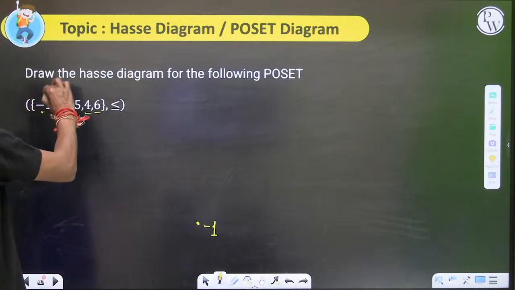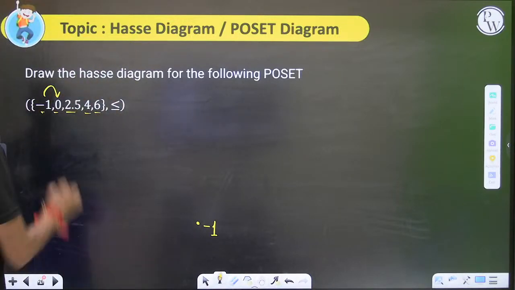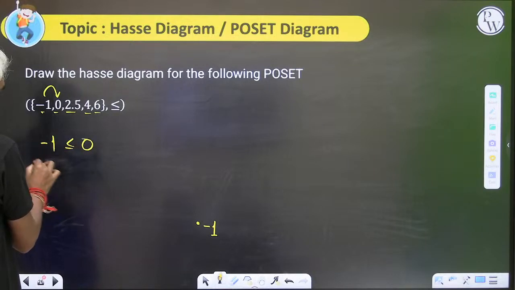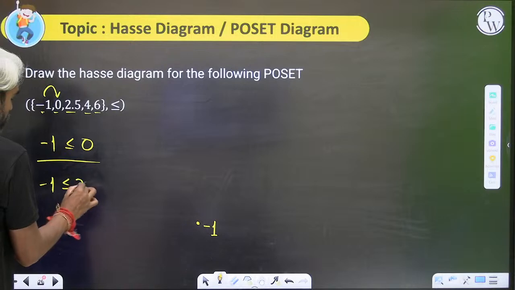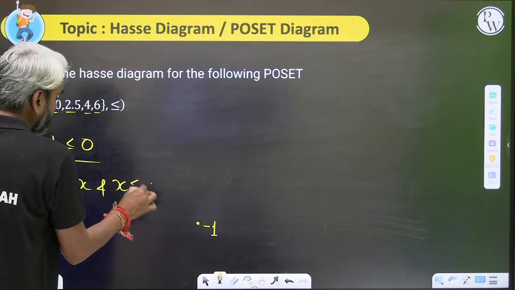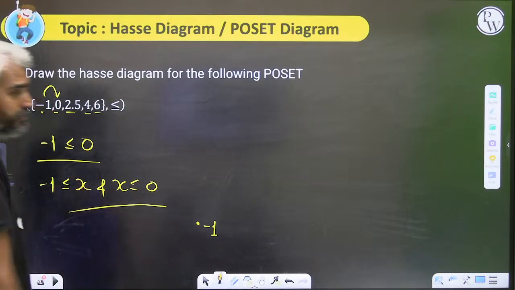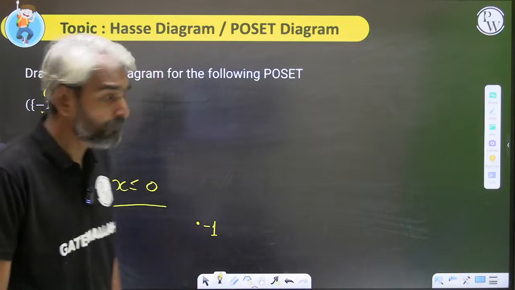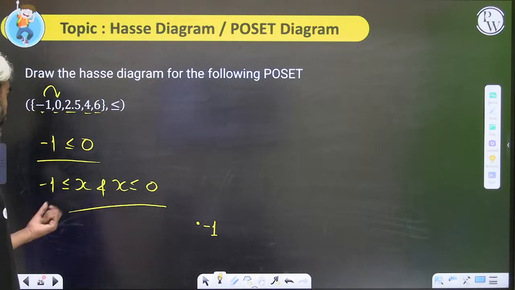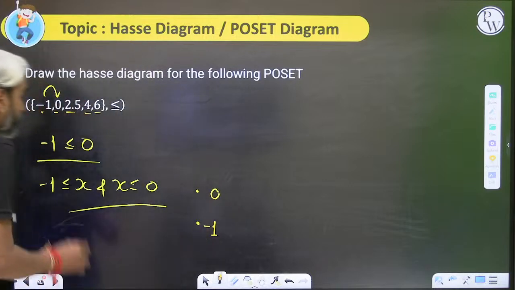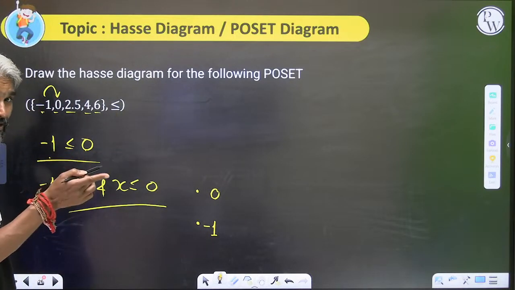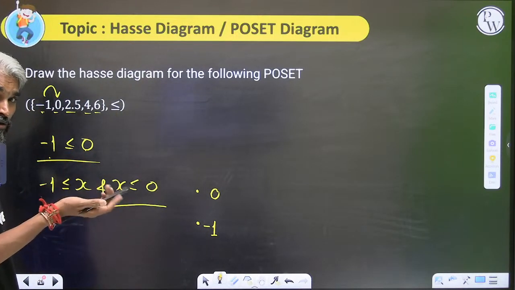Then, sir, does -1 relate with 0? Yes, sir, -1 relates with 0 because -1 is less than or equal to 0. Now, do we have any element x such that -1 is less than or equal to x and x is less than or equal to 0, apart from -1 and 0? No, sir, we do not have any other element apart from -1 and 0. Therefore, we will draw an edge between -1 and 0. Sir, -1 relates with 0. 0 does not relate with -1. -1 relates with 0, right?